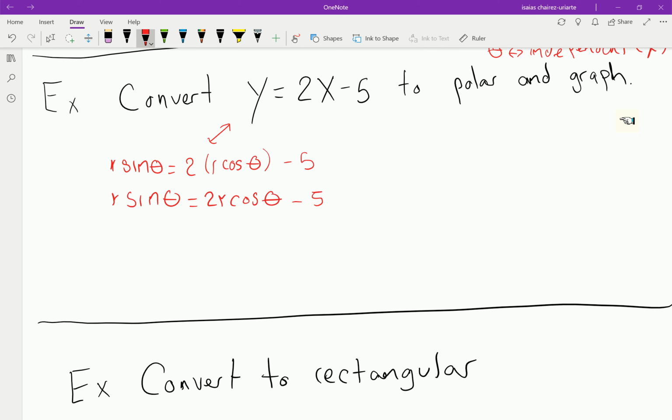Now how do I solve for r? I have r on the left-hand side of this equation, and I have r on the right-hand side of this equation. Well, maybe it would be a good idea to first get r on the same side of the equation. I'm going to put all of my r's on the left-hand side.